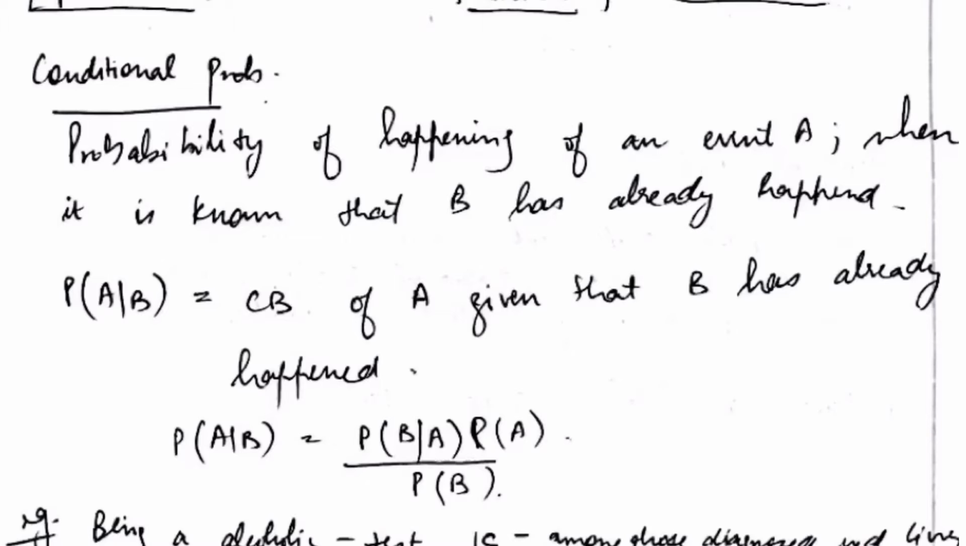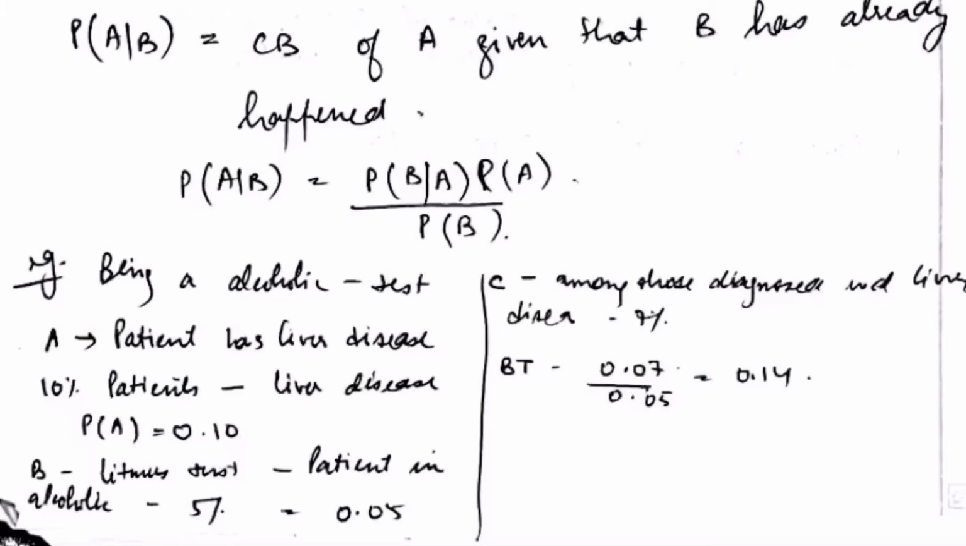Next is conditional probability. It is the probability of happening of an event A when it is known that B has already happened. Here is the formula of conditional probability of A given that B has already happened. I have given an example also explaining the conditional probability. You can go through it.